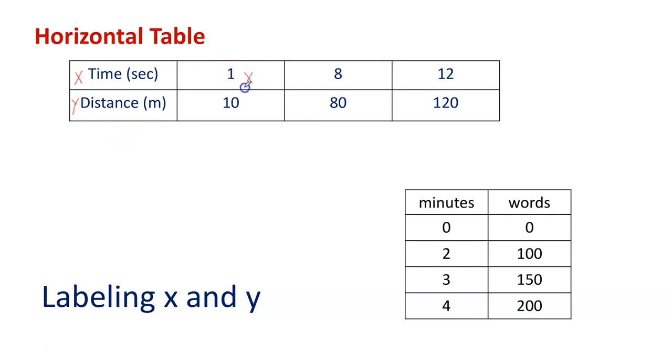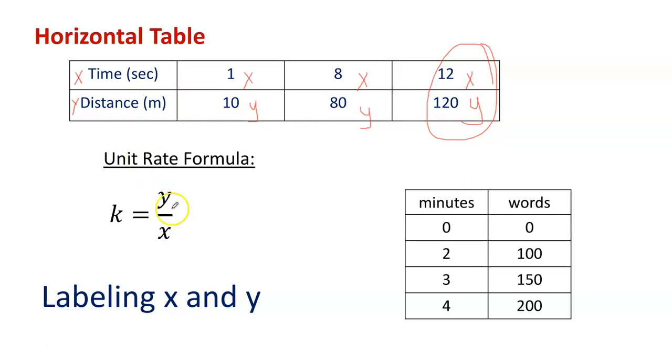In fact, what I'd love for you to do is go ahead and label every single part of this with x and with y, so that if you look at an individual point, you know right away that, okay, 12 is x, 120 is y. You don't even have to look back over here. Now, just to remind you, the unit rate formula is opposite of this. So this is x and then y, and then the unit rate formula is y and then x.